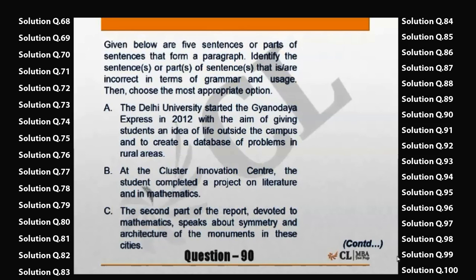We know of that. That is why the definite article, it's a definite thing that we know of. This is why the definite article should be used there. And also there's another reason: symmetry and architecture are two separate features. This is also why before both nouns the definite article should be used. And this is why it should be about the symmetry and the architecture of the monuments in these cities. That is what the correct answer is.